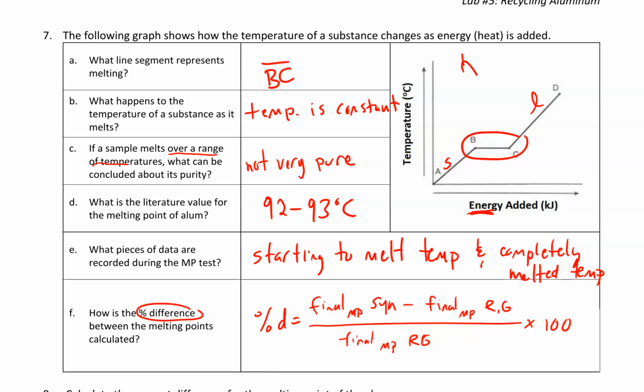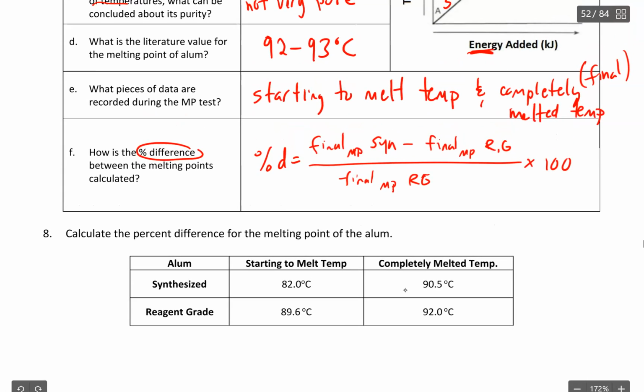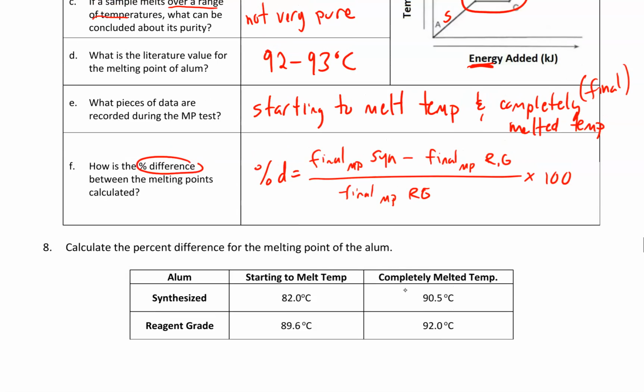It's the final or the completely melted temperature that is used to evaluate it, just because it's much easier to judge. So we'll take the final melting point of the stuff you made, minus the final melting point of the professionally made stuff, the one that we're extremely confident is 100% alum, divide by the final melting point of the reagent grade alum, and multiply that by 100. I'm going to leave you to do the calculation for question number 8 on your own. Prove to yourself that you can apply that formula.